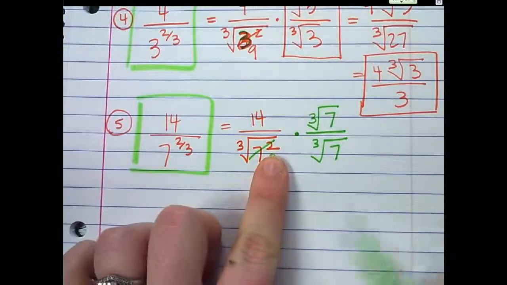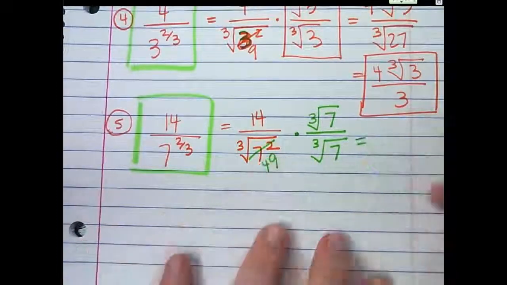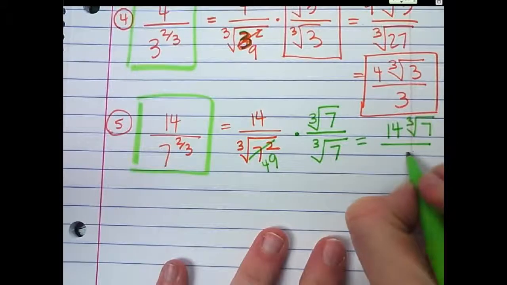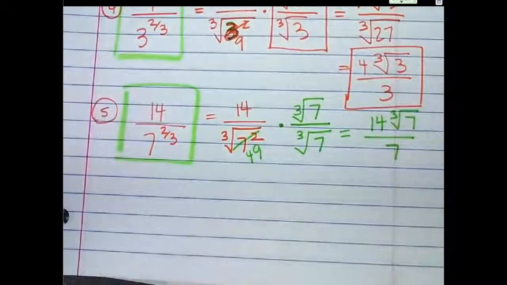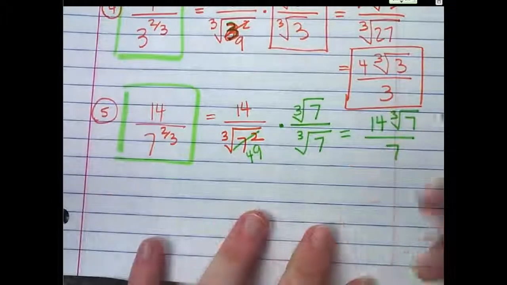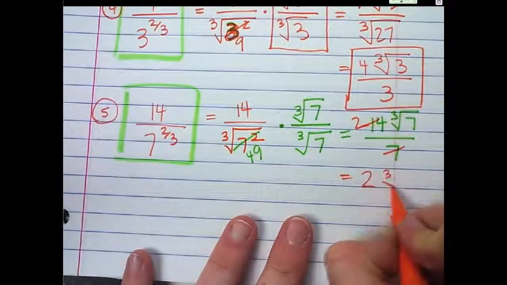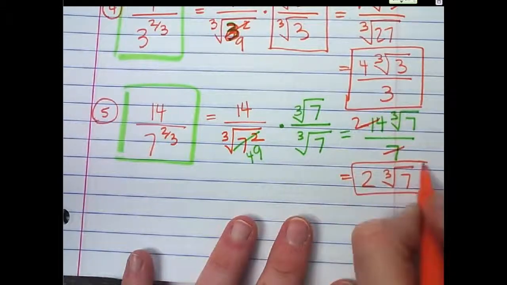If I have 2 7s, I just need 1 more 7. So I get 14 cube root of 7 over 7. Then this reduces to 2. So we get 2 cube root of 7 as your answer.